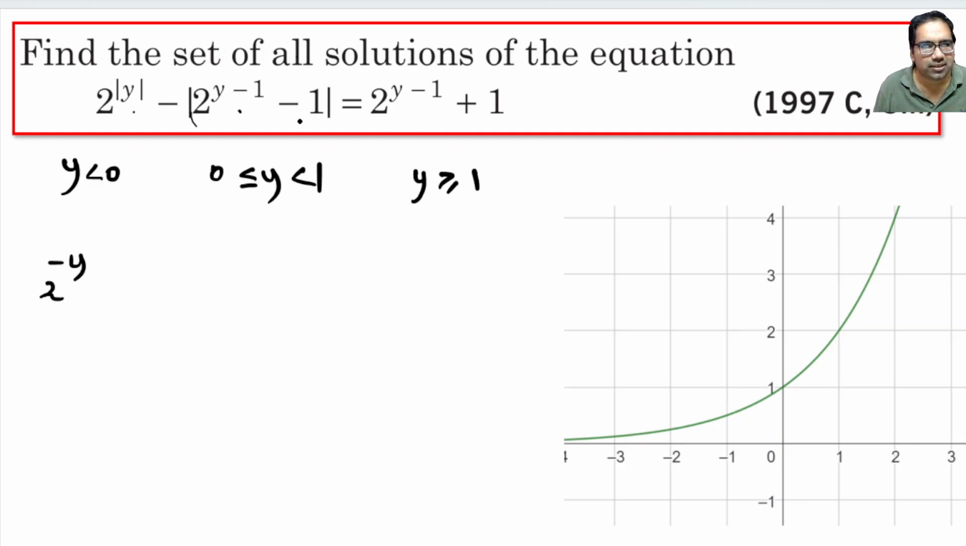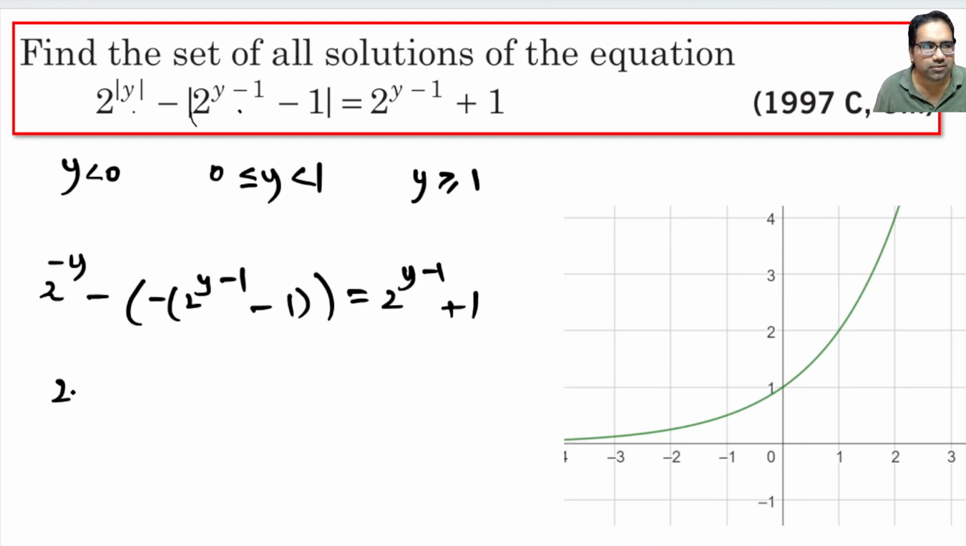This entire part is less than 0 as long as y is less than 1. So this becomes minus of this entire thing, 2 power y minus 1 minus 1, because this entire part becomes positive at y equals 1. At y equals 1, 2 power 0 is 1, and 1 minus 1 becomes 0. When y is greater than 1, this is positive; till then it is negative. So we will write minus of minus, equals 2 power y minus 1 plus 1.